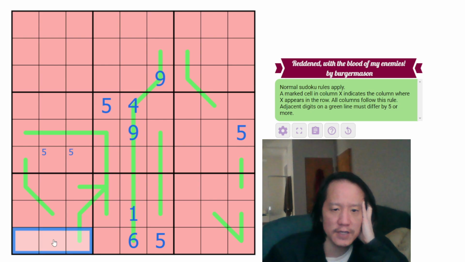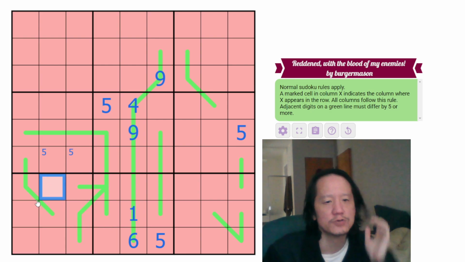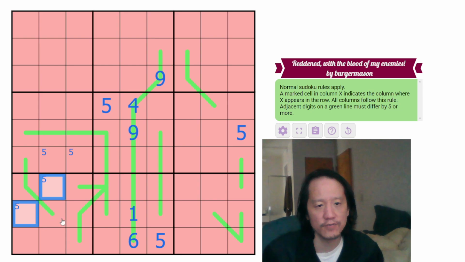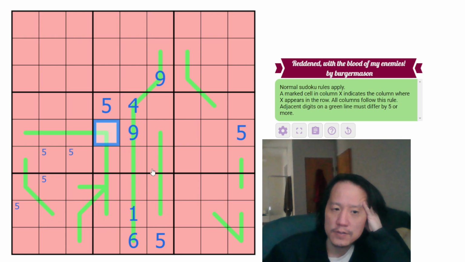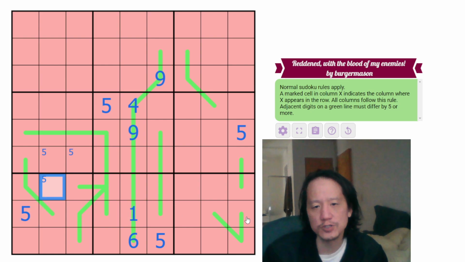What about box 7? 5 can't be here, so 5 can't be on the German whisper line, so one of these two has to be a 5. Which does say that this has to be 2 or 3 here. Oh, this one says that a 5 is in the 1st position, so this has to be 5, which means this can't be 5.